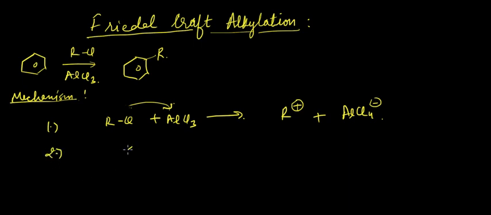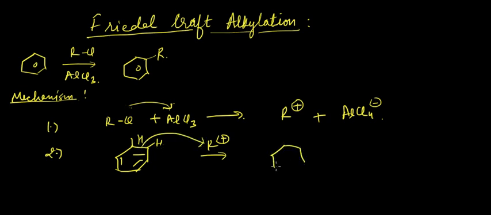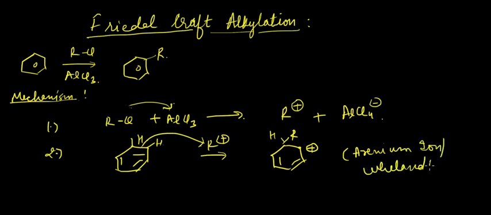Now in the second step, what actually happens is we have something like this as our benzene structure, with these three hydrogens, I'm just showing these two hydrogens, and this benzene ring actually attacks this positively charged carbocation to form a compound, something like H R, positively charged cation. This is called an arenium ion or Wheland intermediate, as we discussed in the previous lectures. Okay.